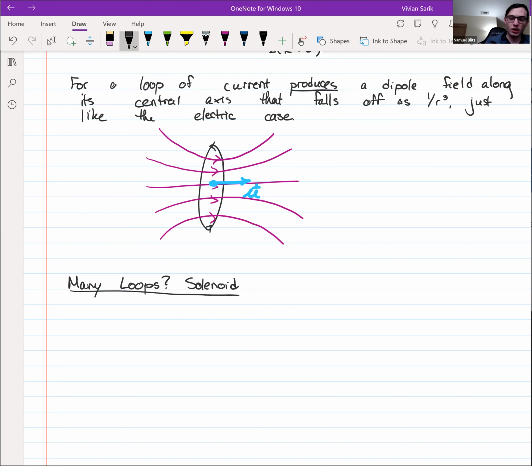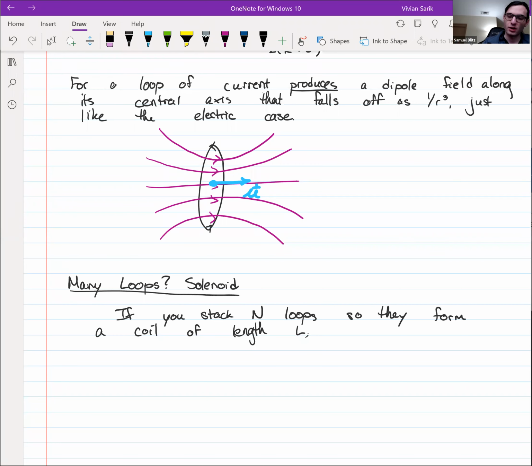So a solenoid is what happens if you stack n loops so they form a coil, of, say, length L. You form a solenoid. So a solenoid is really one continuous piece of wire that's coiled on itself.